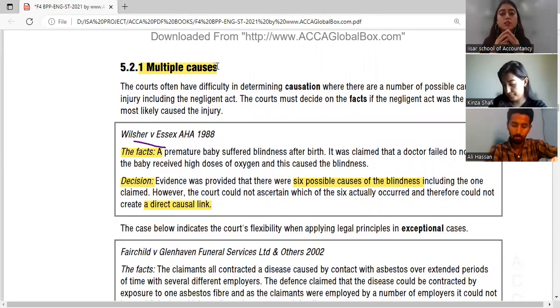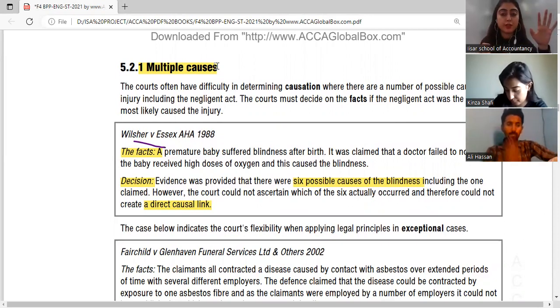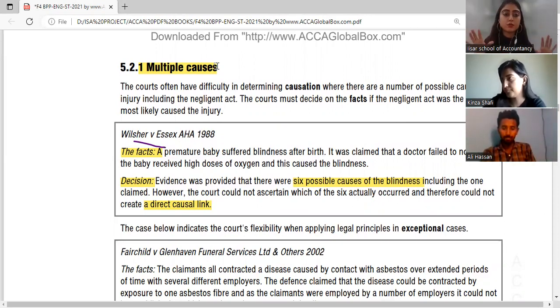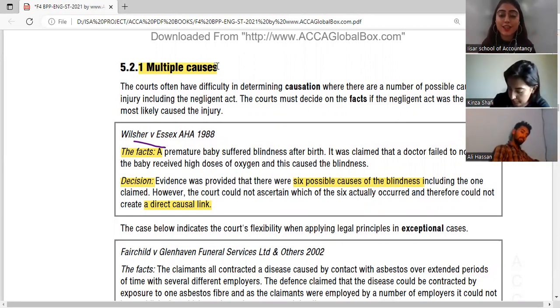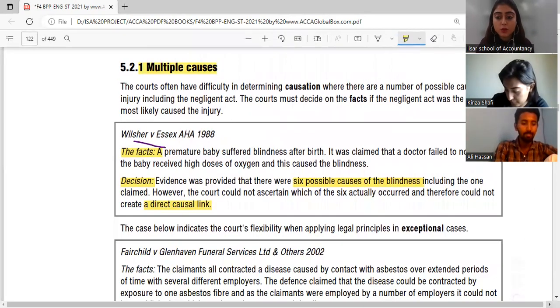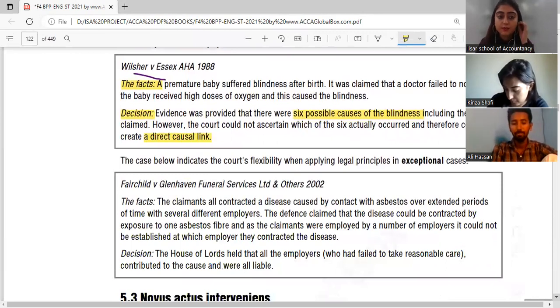That means you cannot decide upon the case that A was responsible because he breached the duty of care. No, there were various other factors as well. You just can't hold him responsible because he's an easy target, the scapegoat. So you're just putting all the blame on him. You have to look at it through the perception.